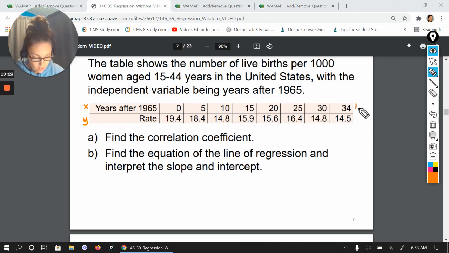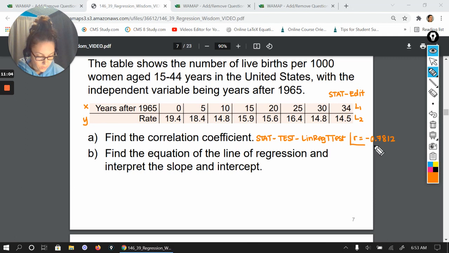And so in our TI-84 calculators, we would enter these two rows as list 1 and list 2 by going to Stat and then Edit. After that, we would go to Stat and then Test and then Linear Regression t-test. And once we put list 1 and list 2 into that, we should get a value of R that equals negative 0.7812. That is our correlation coefficient.